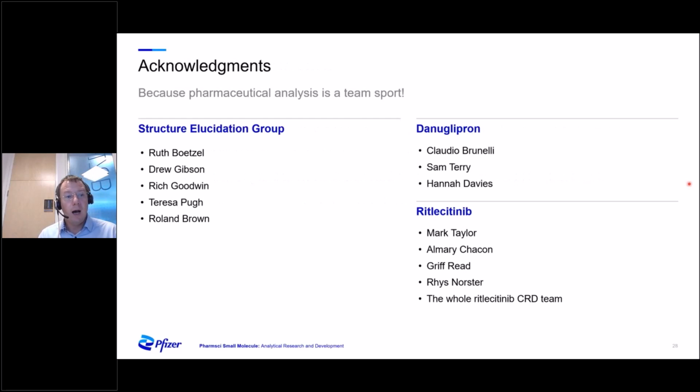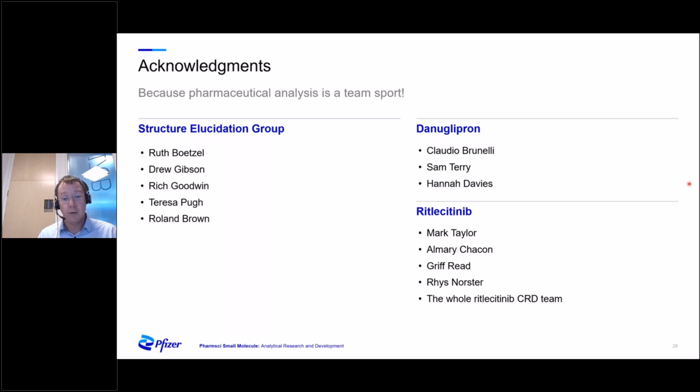So finally, pharmaceutical analysis is a team sport. It's not an individual endeavor. So all of this work was done as part of a group. So I have to thank my colleagues in the Structure Elucidation Group who all did this work with me, Ruth, Drew, Rich, Teresa and Roland. The Daniel Glipron work was done with Claudio, Sam and Hannah. And Claudio was the chromatographer who developed the method.